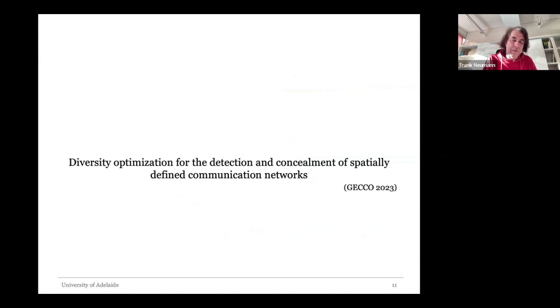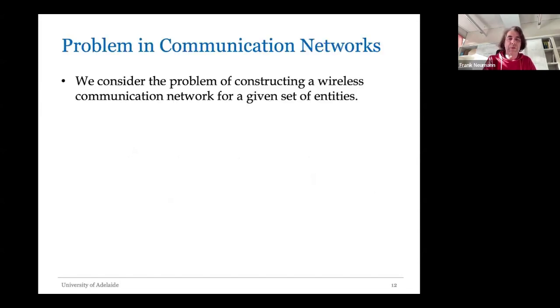I want to highlight essentially in that talk 3 papers, and as said, I will briefly touch on the results and the approaches, but not go into too much detail. The first one is diversity optimization for the detection and concealment of spatially defined communication networks. And the idea here is really to look into a combinatorial problem and compute diverse sets of solutions that somehow are all of good quality.